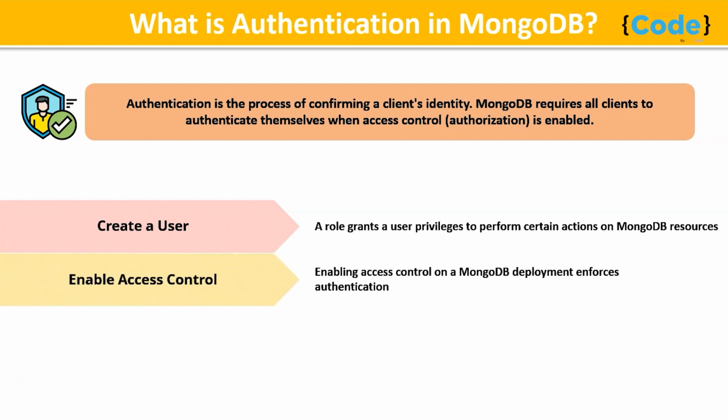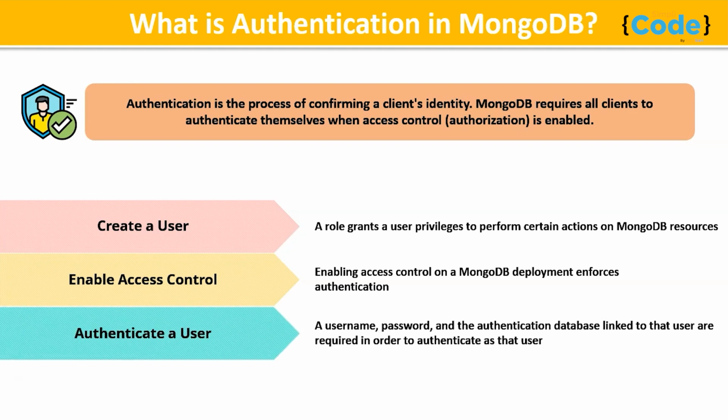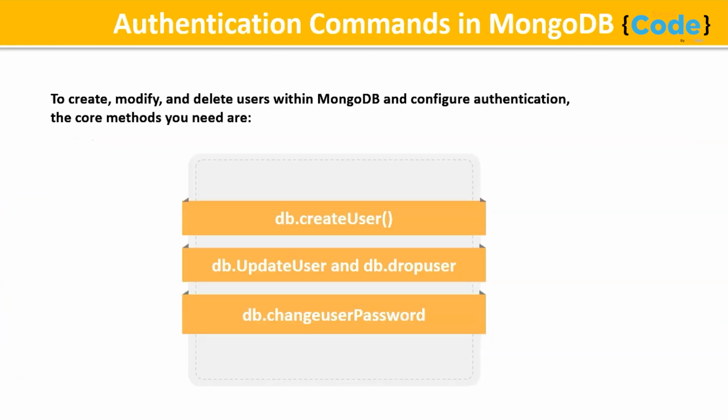Before creating a user, you need to enable access control. Enabling access control on MongoDB basically deploys the authentication process. And finally, after enabling access control, you need to authenticate as a user. You need to provide the username, password and the authentication database linked to that user, which are required in order to authenticate as that user.